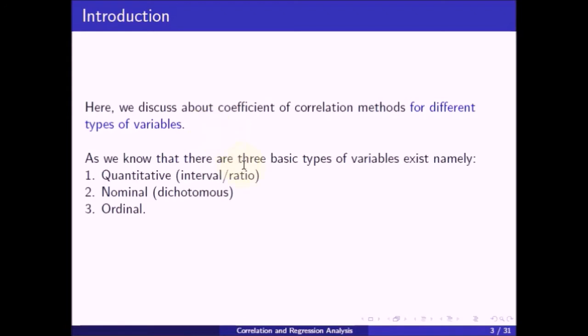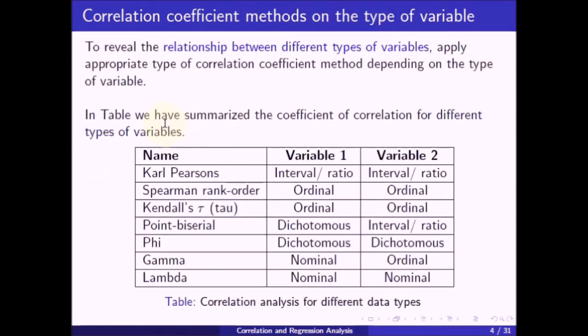As you know, there are three basic types of variables: quantitative, that means interval or ratio, say temperature, weight; nominal or dichotomous, say colors red, blue, green; and ordinal, say high, low, very low. Now, correlation coefficient methods depend on the type of variable. To reveal the relationship between different types of variables, apply the appropriate correlation coefficient method depending on the type of variable. In this table, we have summarized the coefficient of correlation for different types of variables.